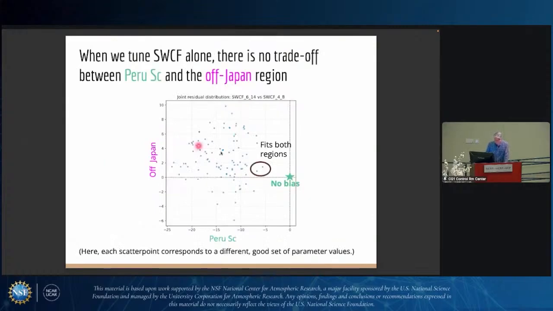But we did some experiments. These involved basically finding many sets of parameter values, each of which produces a good climate. So it's sort of a calibrated physics ensemble. Each scatter point corresponds to one parameter set. And then we just looked at how these behaved in these two regions, off the coast of Japan and off Peru. And we want all the points to lie on this green triangle of no bias, which would mean that we can fit both regions. And in fact, we do find some points that are pretty good fits. So that's good. It doesn't seem like there's a trade-off between Japan and Peru here.